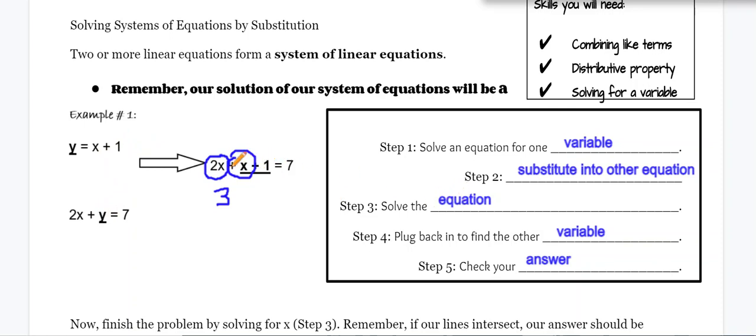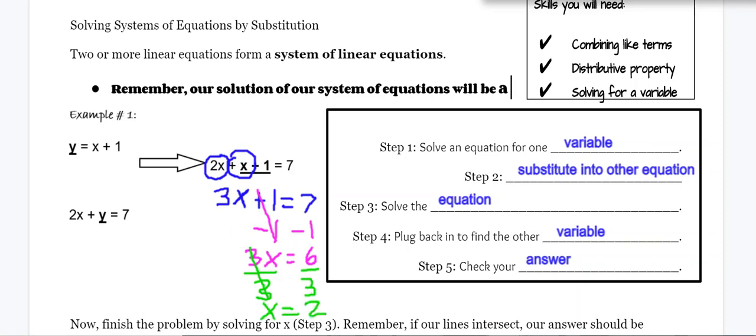All right, so now I'm going to solve the equation. 2x plus 1, and I can combine my like terms. 2x plus 1x would be 3x, and I still have that plus 1, and then I'm going to keep solving it, right? So I would do minus 1 to both sides, then I'm left with 3x equals 6, and then I would divide by 3, and then I get x equals 2, right?